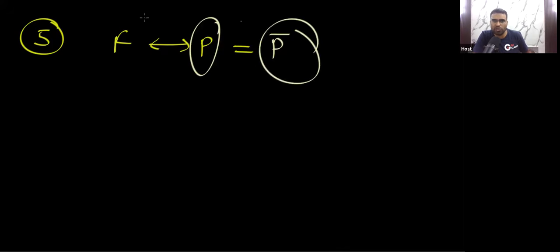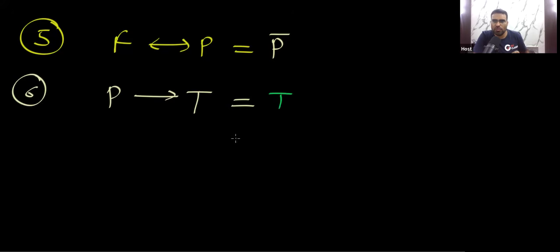Can you do this type of simple equation? For example, if I ask you, what is false biconditional P? Tell me what this will be. This will be P bar. You can check it. Whatever you write here, the opposite will come. So very simple.